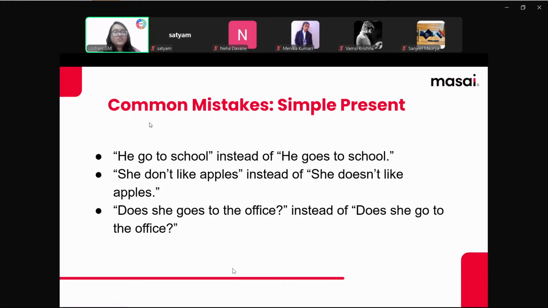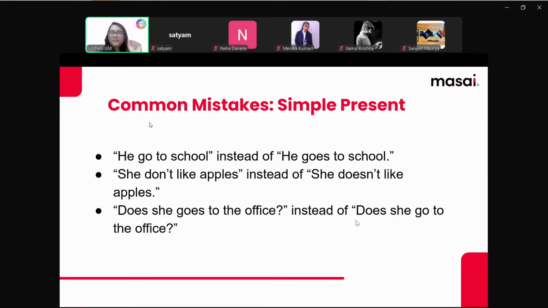Then another such common mistake is, let's say, does she goes to the office? Whenever you're framing the question using do or does, right? A lot of people make this mistake. Does she goes to the office? See, ideally, if the sentence was just she goes to the office, it would be correct. But here we also have the word does. Now, in this particular question, does is the verb. Okay. So you need not again use the S form here. So the question will be, does she go to the office?